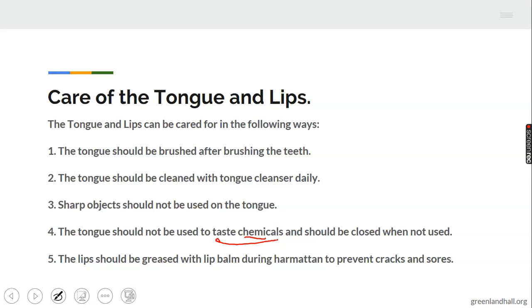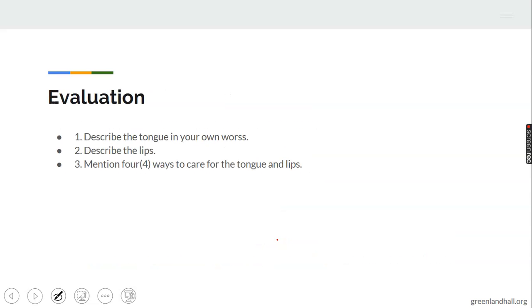Then number five, the lips should be greased with lip balm during harmattan to prevent cracks and sores. You know that during harmattan the hair is crisp, and not only that, the weather is dry, and then it affects the lips, so the lips become dry. You have to use a lip balm, something that will make your lip succulent, because if it is dry, there will be cracks, and then when it cracks, you are going to have sores. It will be painful. So you have to care for your tongue and lips.